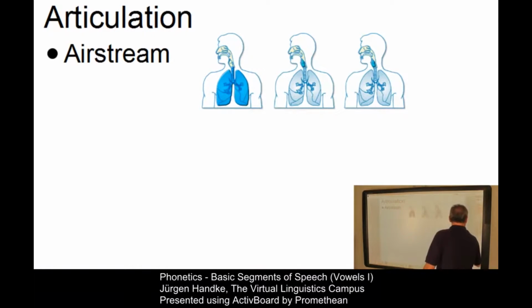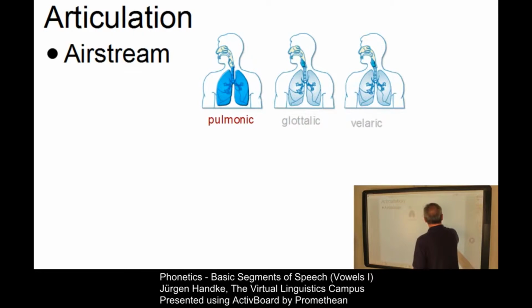Vowels are speech sounds that involve pulmonic air and a free air passage through the vocal tract. They cannot be produced with glottalic or velaric air, so these two types of airstream are clearly out in the production of vowels.